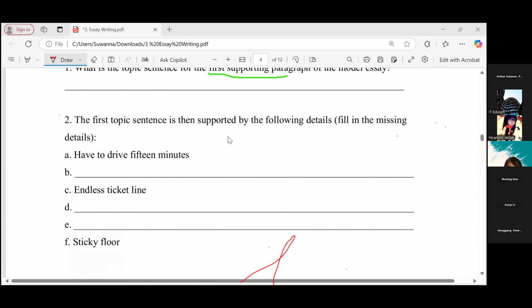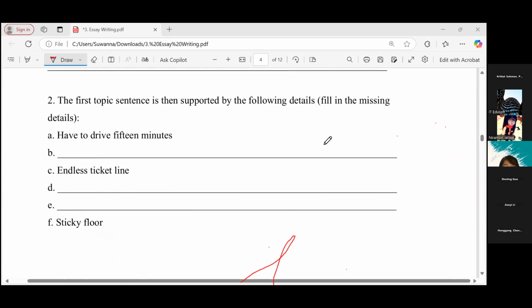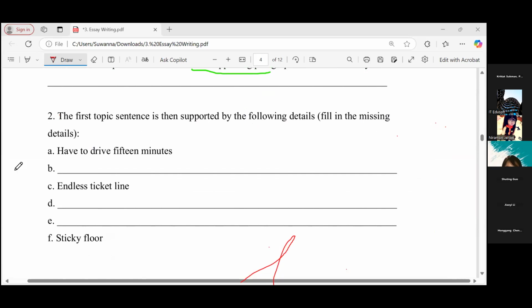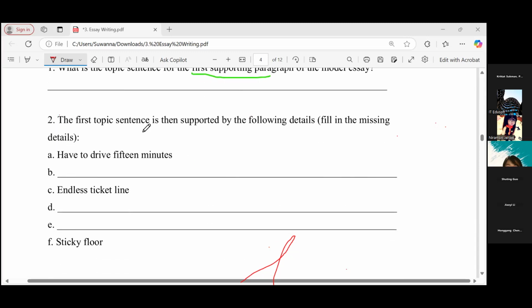Okay, over here. The first topic sentence is then supported by the following details. Can you please fill in the missing details? Do you remember the topic sentence of the first paragraph? The writer says to begin with, "I don't really enjoy the general hustle of the evening." So it is then supported by many details, right?